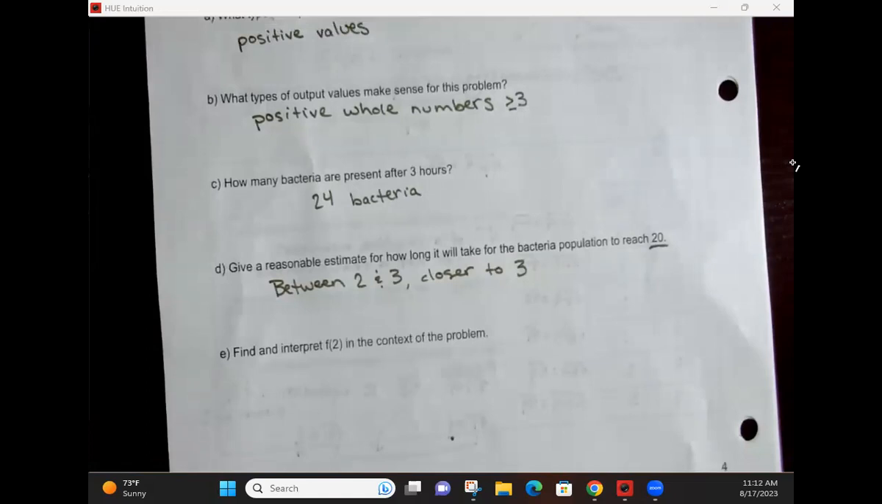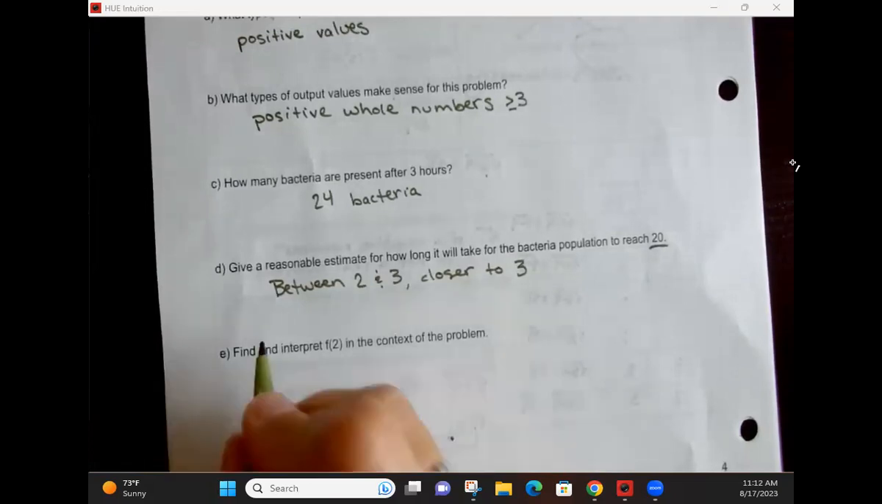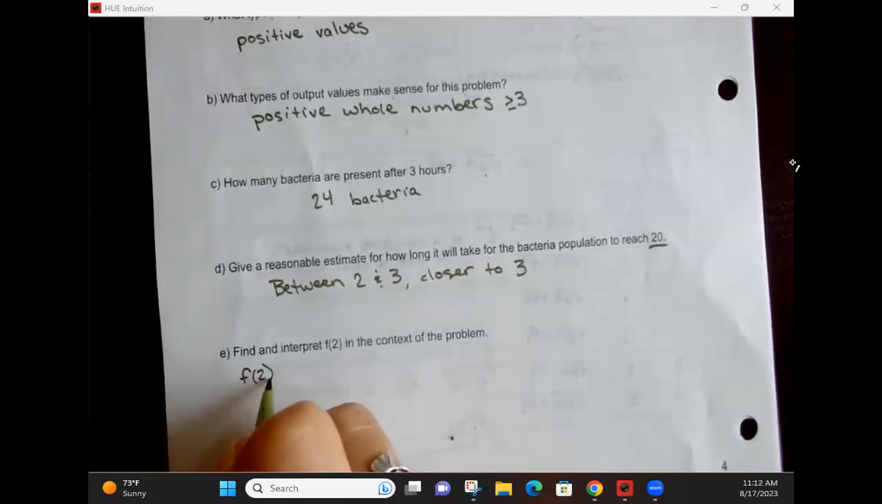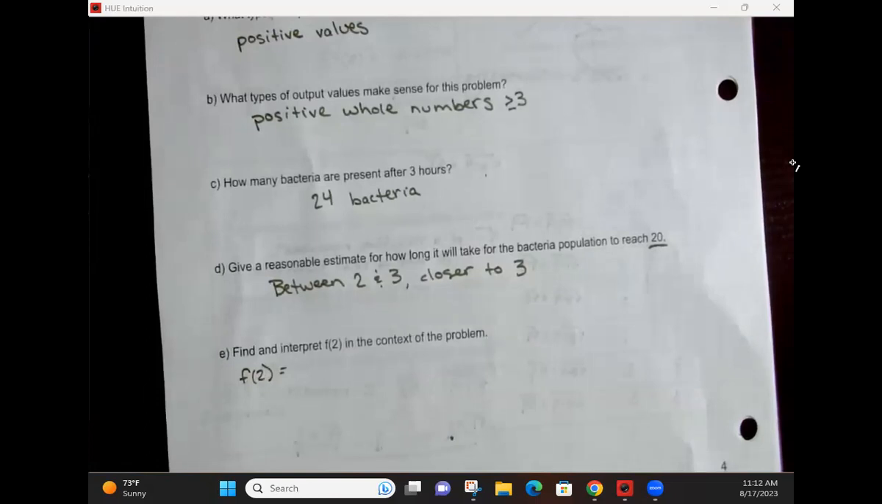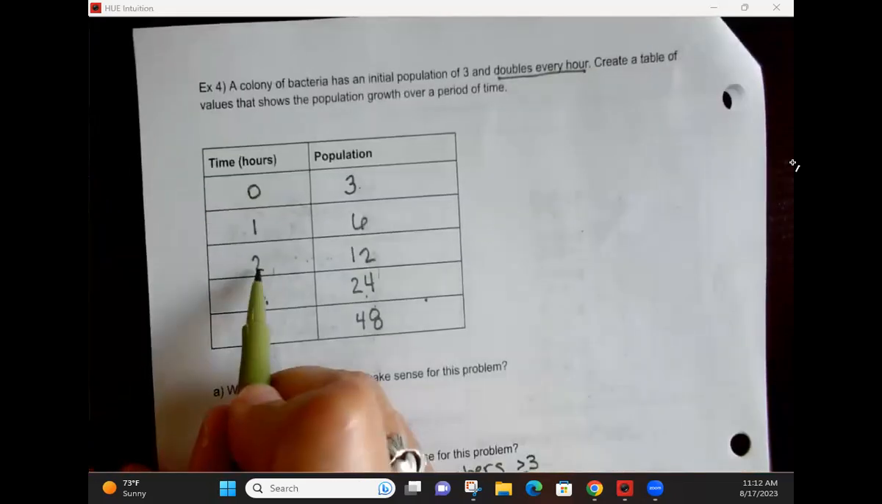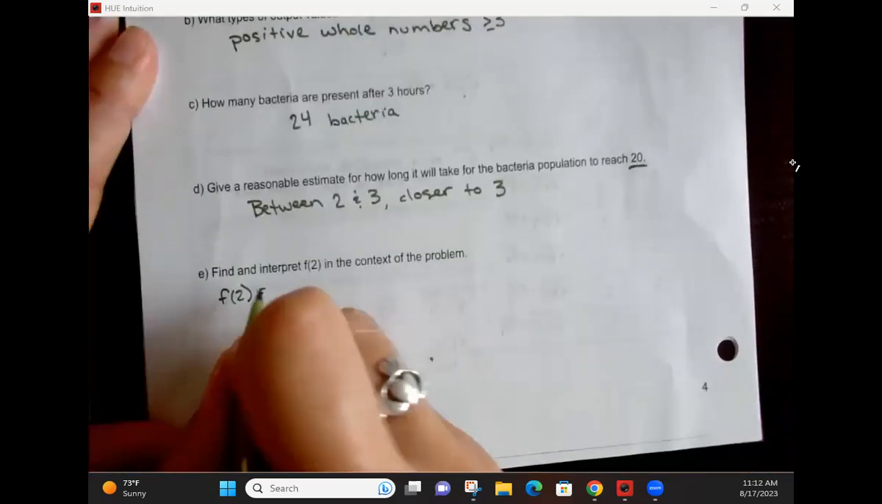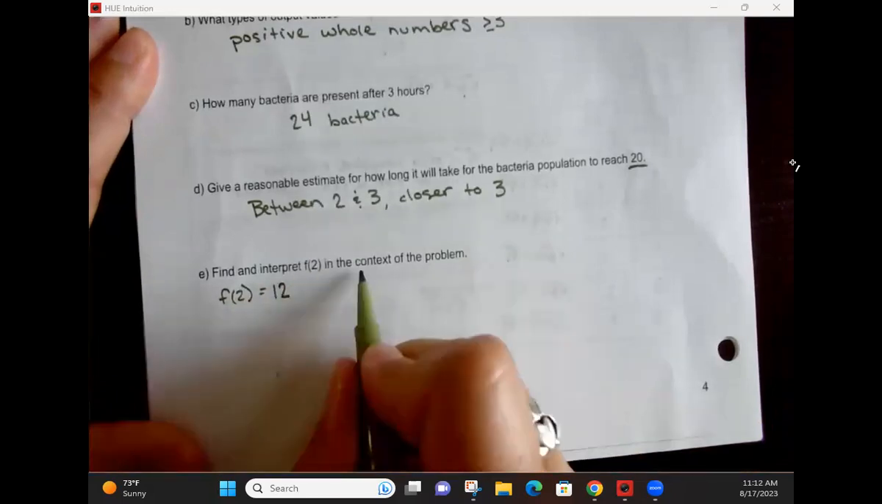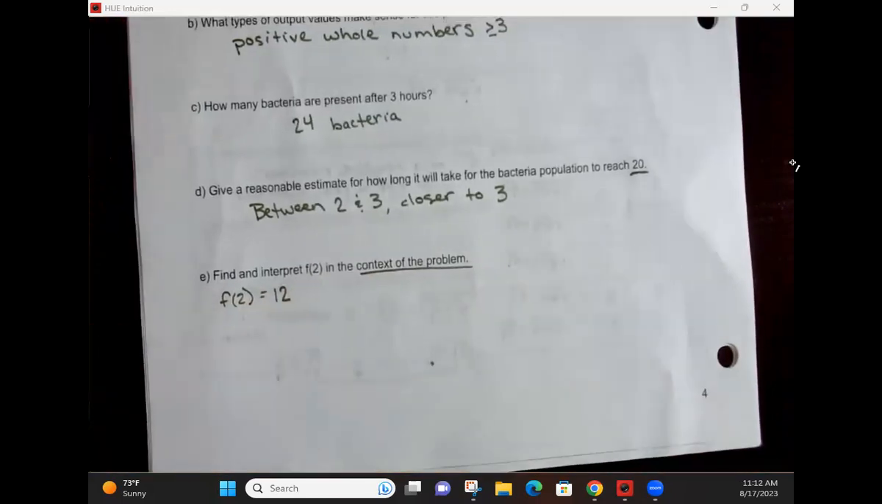And then last one, for example 4, find and interpret f of 2 in the context of the problem. So there's some function notation like what we saw yesterday, f of 2, okay? From a table this time instead of a function, what is f of 2? 12, right? When my x value is 2, my y value, my output is 12. And then what does it mean in the context of the problem? We did that a lot in Algebra 1. We're going to continue to do that in Algebra 2.